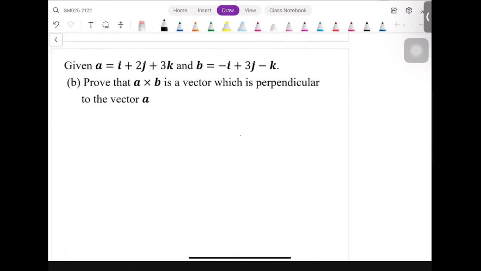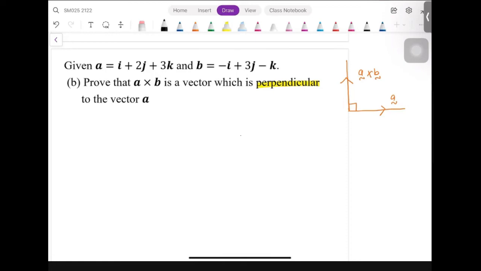Next one. We have to prove that A cross B is a vector which is perpendicular to vector A. So now we have two different vectors. First one would be A cross B. I just try to sketch it here. We have vector A cross B. We have to prove that this is basically 90 degrees with vector A. You already learned this in the previous subtopic.